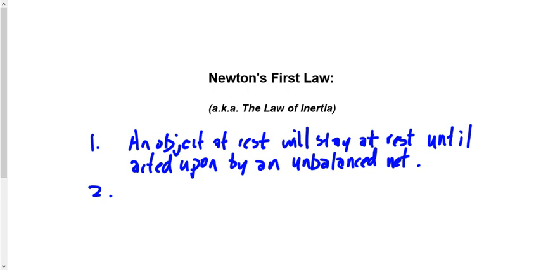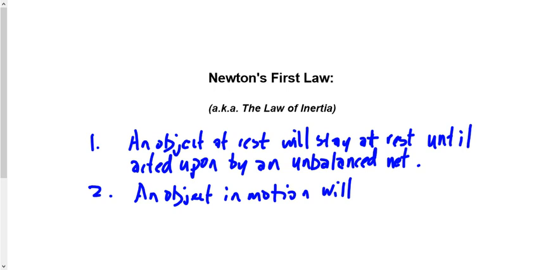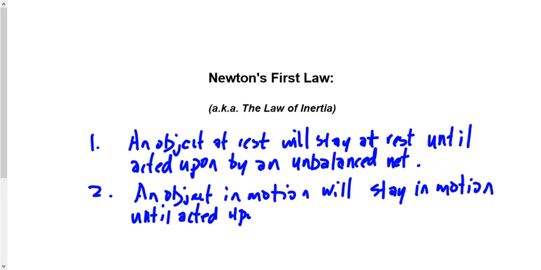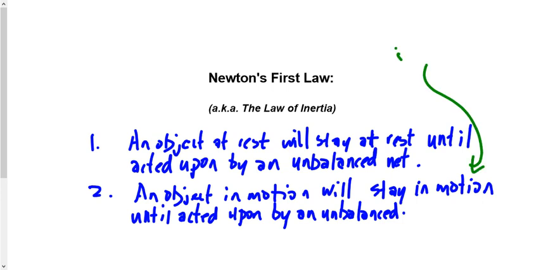And the other part of it, this is the whole translational equilibrium thing. Another part of it says an object in motion will, what's it going to do? An object in motion is going to, good, will stay in motion until acted upon by an unbalanced force, or until acted upon by a net force that isn't zero. Now we're going to add a little bit to this. Not only is it going to stay in motion, it's going to stay in motion in a straight line.